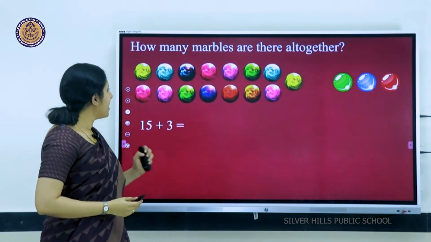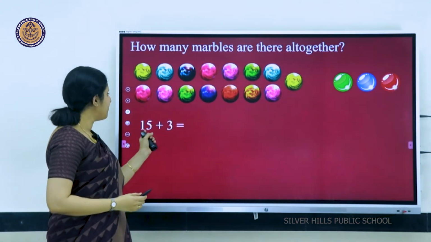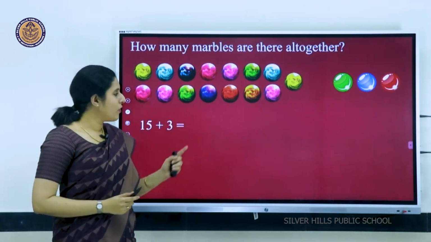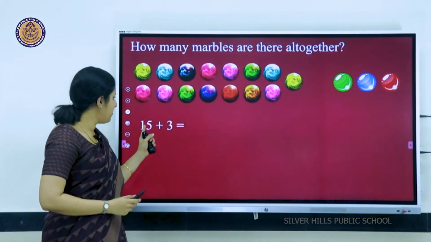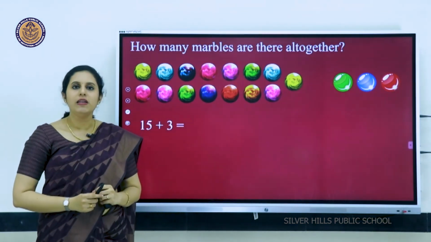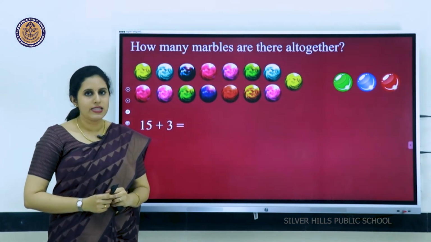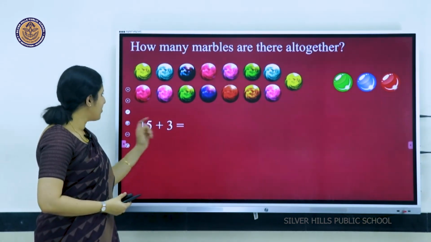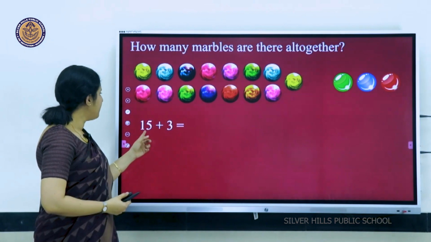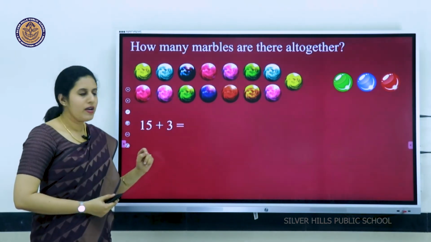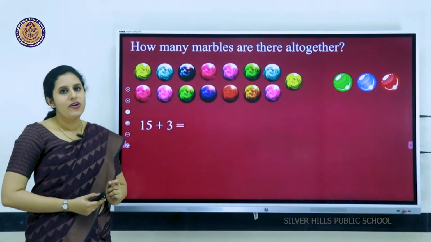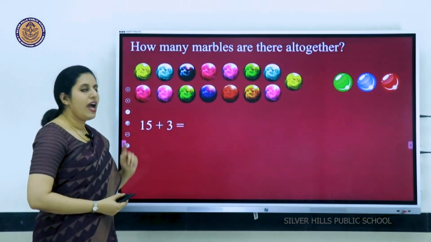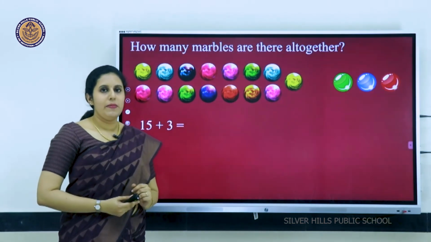So, here in fact you are asked to find what is 15 plus 3. Yes, altogether means adding. How do you write it in an addition sentence? 15 plus 3. Now, if you look at these numbers 15 and 3, you can see that 15 is a 2-digit number while 3 is a 1-digit number.